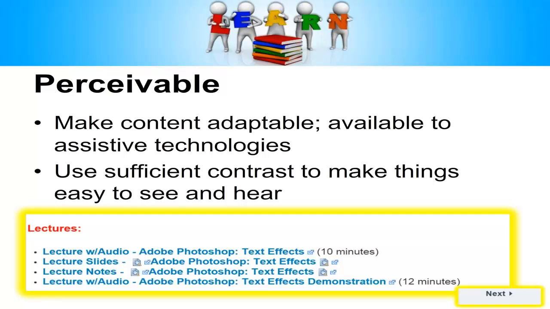You may also make your content adaptable and available to assistive technologies, making sure things have sufficient contrast or making alternate presentations available. As I just mentioned, if I have an audio lecture, I make sure that I provide alternative ways that they can perceive what's in it. So I may do color slides. I may also have notes, and I'll attach an example of that to the presentation.